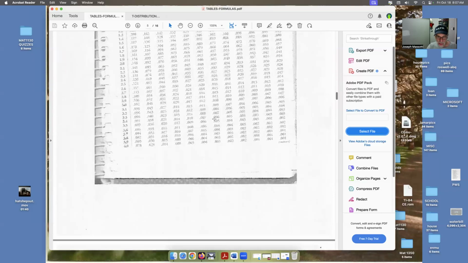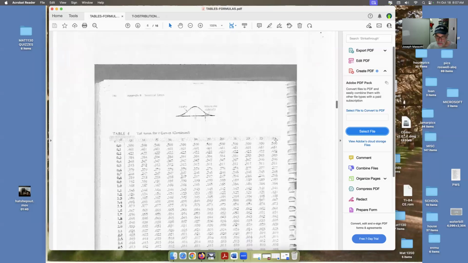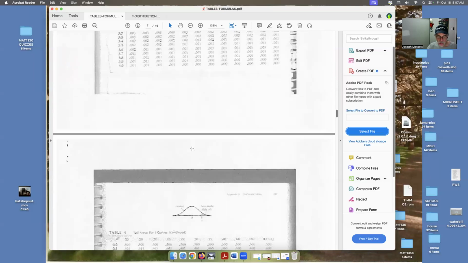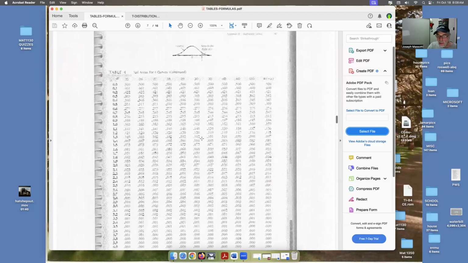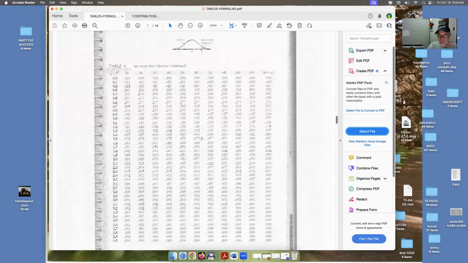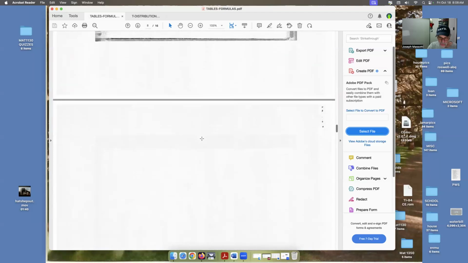But we go to the next page and we see 13 through 24. And we see the next page, 25 up to 40, then 60, then 120, and so on. So these are the tables we're going to use when we perform hypothesis tests on means when we don't know the population standard deviation, just like with confidence intervals.